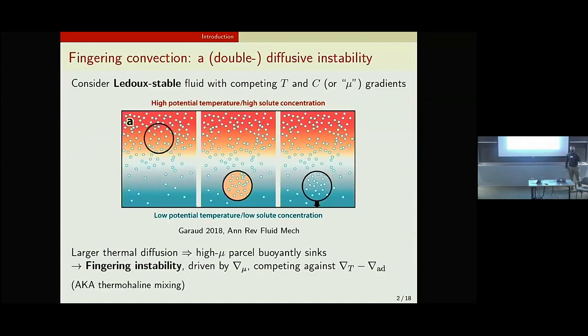There was a nice shout out to double diffusive convection in the last talk. Today I'm going to be specifically talking about one of the two kinds, which is fingering convection, also known as thermohaline mixing.